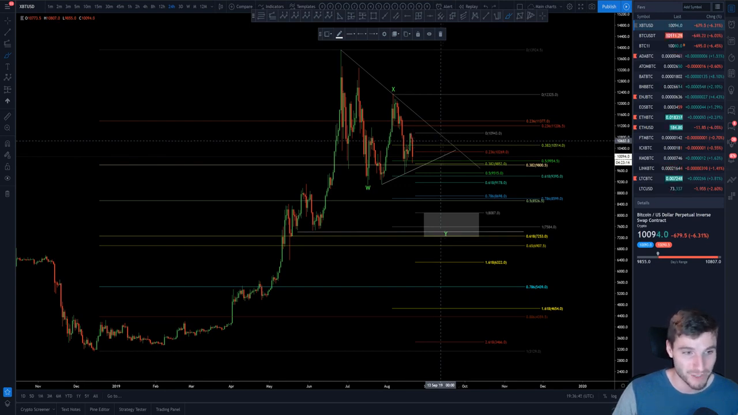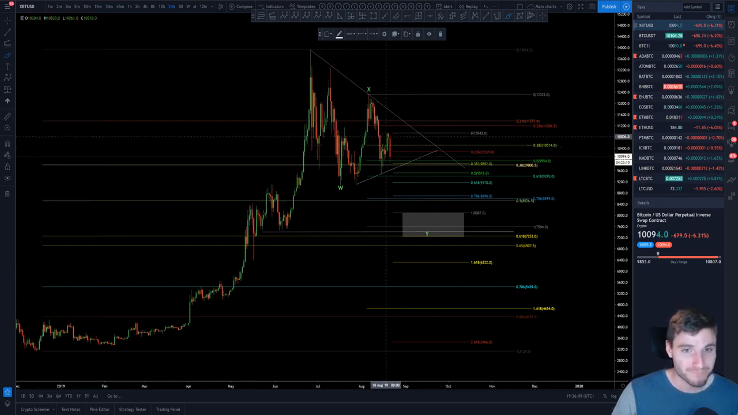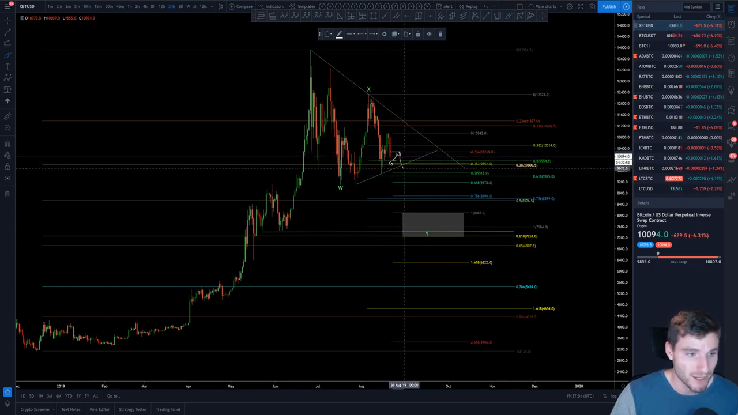So 10,760 was my average fill, but obviously I shorted the exact top of that move, so that was lovely. Yeah, and I've been very openly bearish about this. I've obviously taken profits here, so I'm not in my whole position anymore, but I would love a move back up to add into that short, to still play this back down.